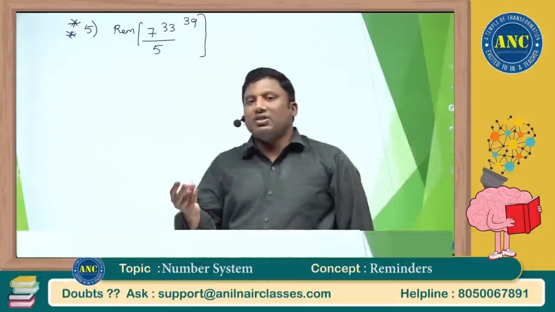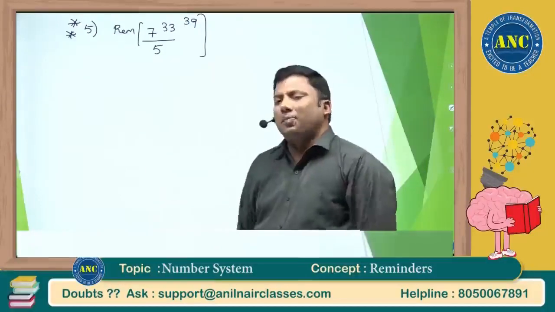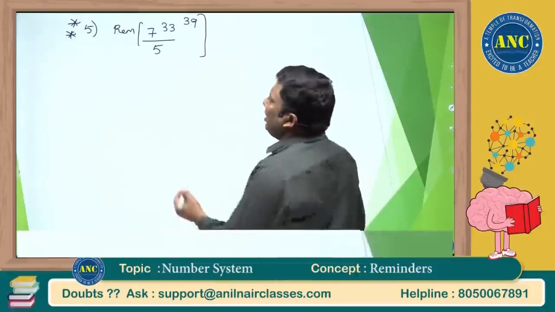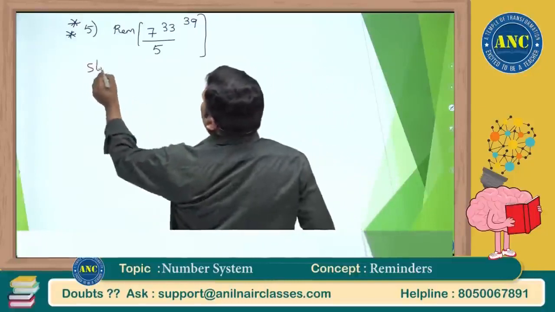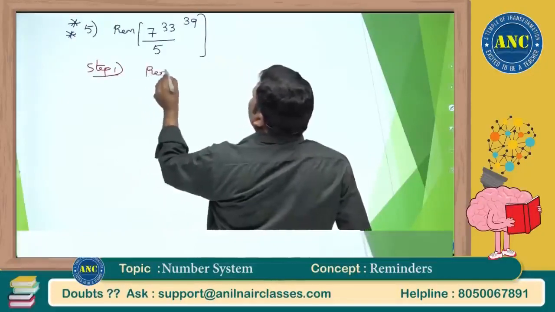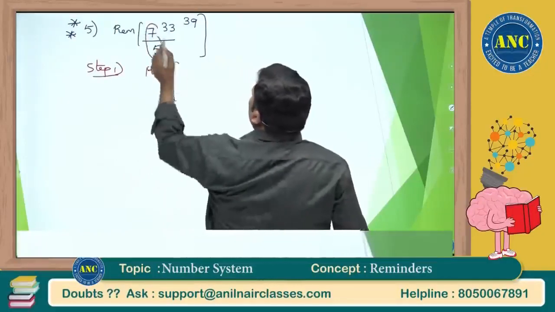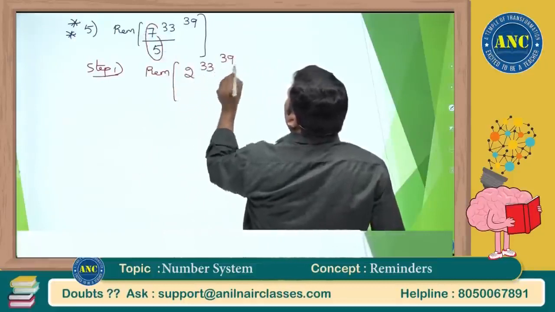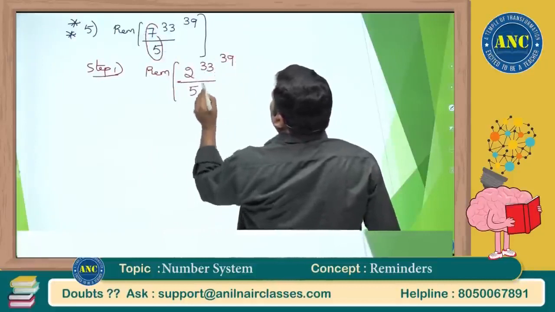5th, 6th, 7th, 8th, 9th. We will solve probably 3 to 5 such questions so that you will understand step by step. Step number 1: 5 ones are 5. The remaining is 2. So 2 power 33 power 39 divided by 5.